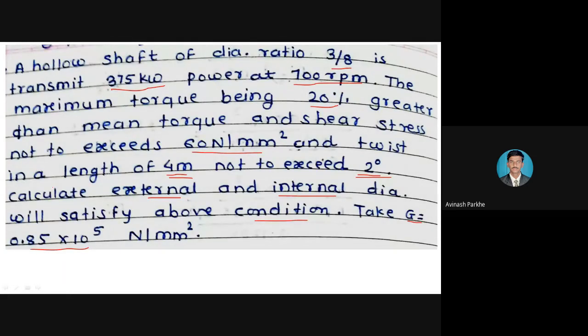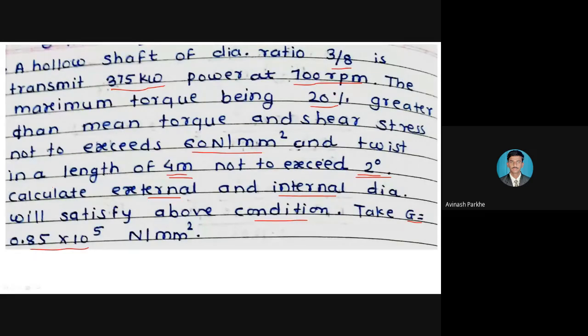That means Tmax is equal to, what will be your multiplying factor? Please tell me. What will be your multiplying factor now? Tmax is equal to dash times Tmin. 1.2 Tmin. Yes, 1.2, because 20% extra means 100 plus 20, you will get the 120% power transmission. And if I have to calculate the percentage, 120 divided by 100, you will get the multiplying factor as 1.2. Full stop.